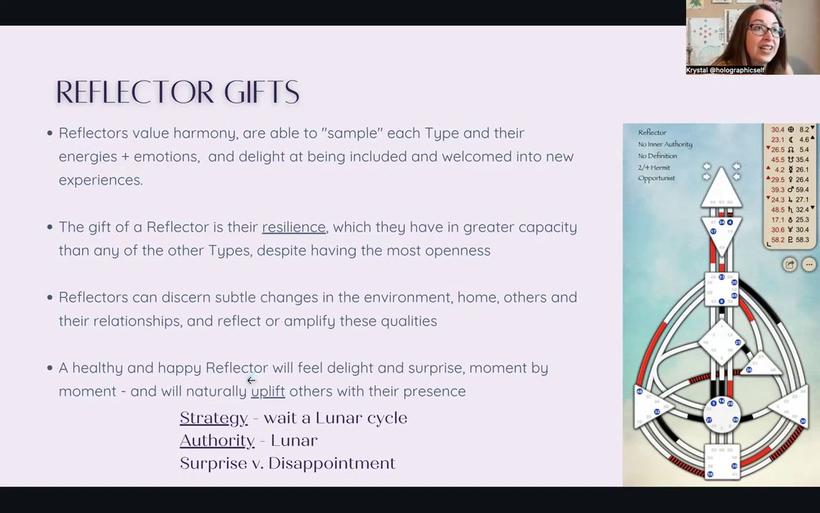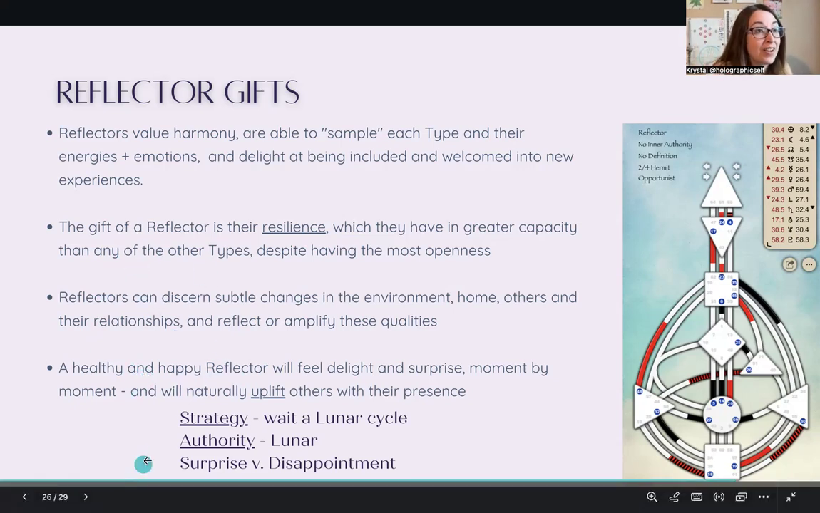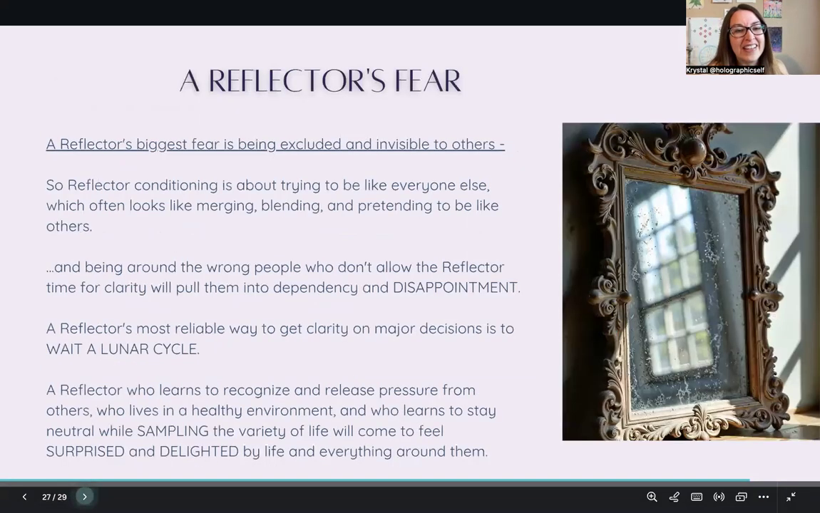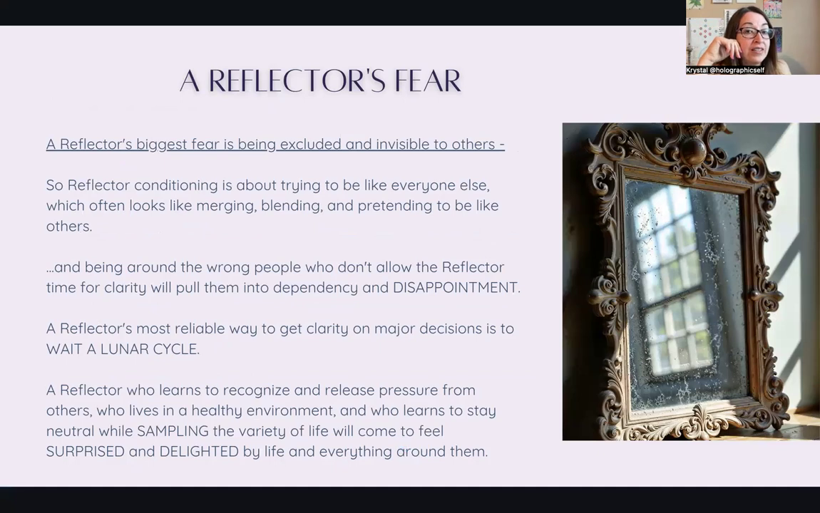So if you're a reflector, there's a lot more I could say about that in terms of tracking the transits and journaling, and that's a topic for another time. But suffice it to say, they're kind of like all the types rather than as much their own type. There's a lot of variance there. So a reflector's biggest fear or challenge is going to be around feeling excluded and invisible to other people.